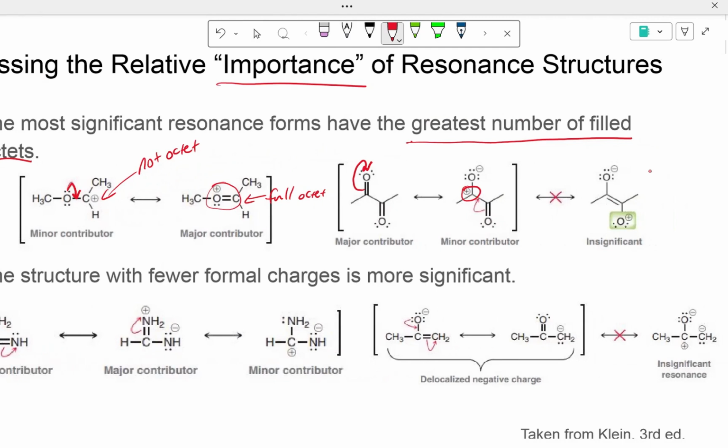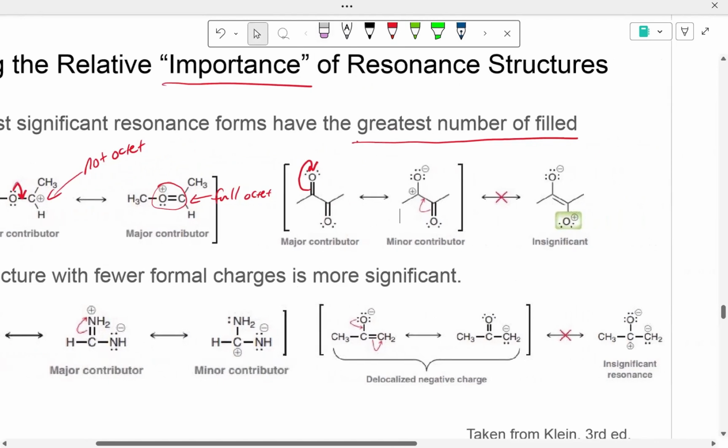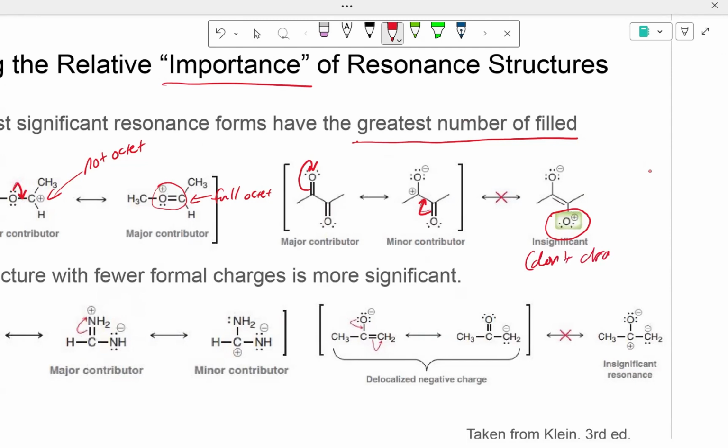Now, one thing I want to emphasize, notice there's one more resonance form drawn. You've got that big red X there. Something you would never do is move those pi electrons there. The reason for this is you're putting that oxygen with a formal charge of +1. So notice we say insignificant. When I say insignificant, don't draw it.